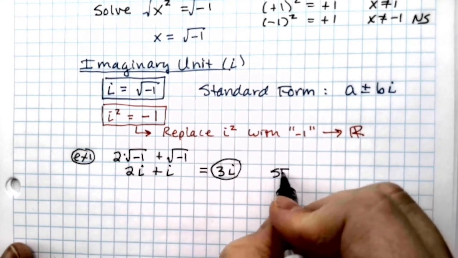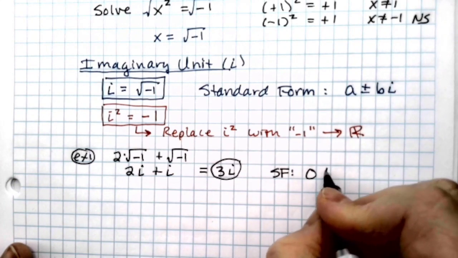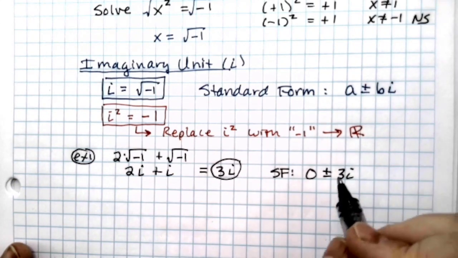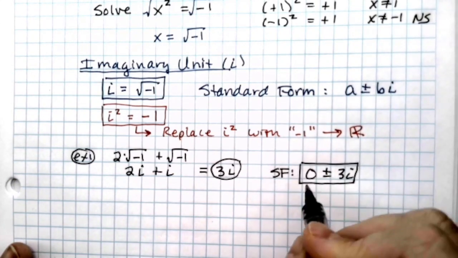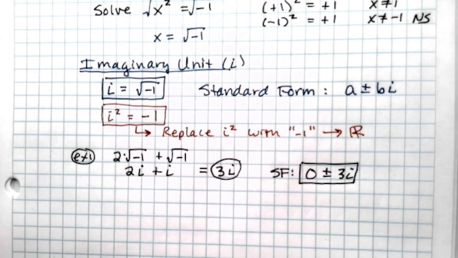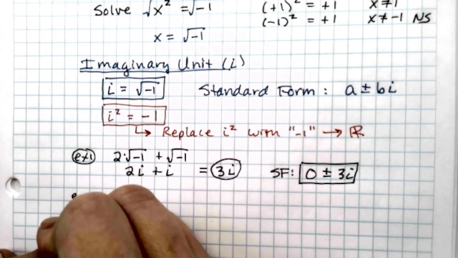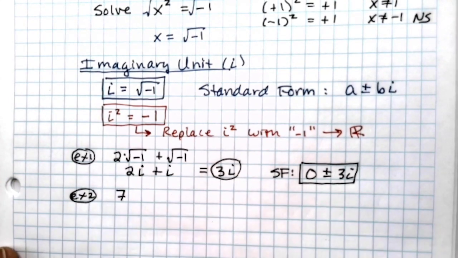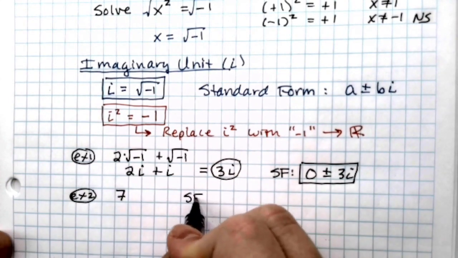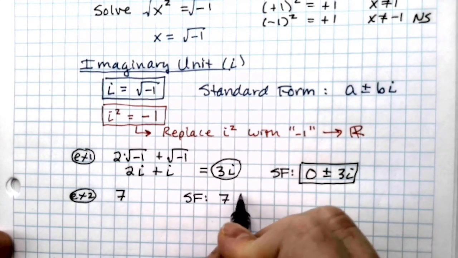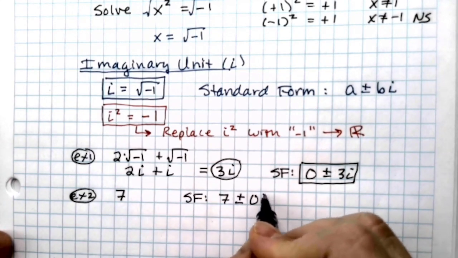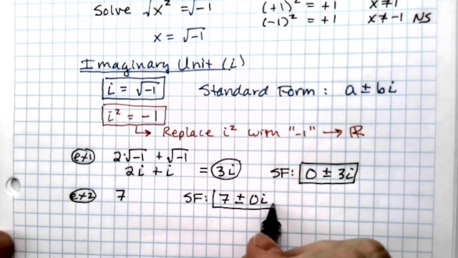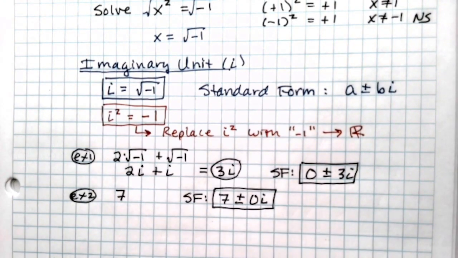If you're asked to put this into standard form, it would be 0 plus and minus 3i, because there isn't a real part, so we represent with a 0. You can also represent a regular number, like 7, as standard form. The 7 would be the real part, plus and minus 0i. You would make the imaginary part a placeholder 0.